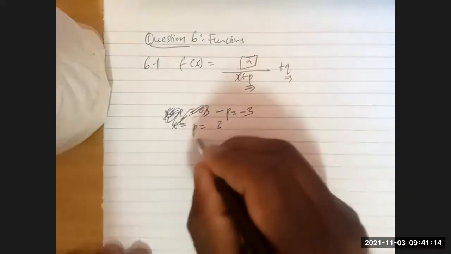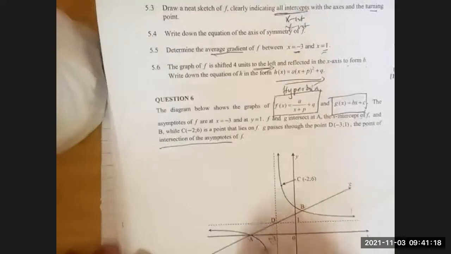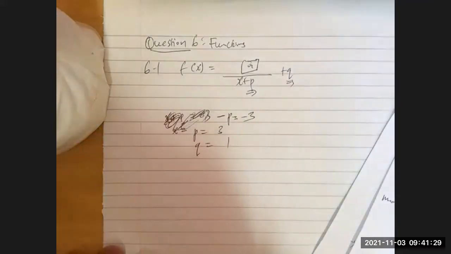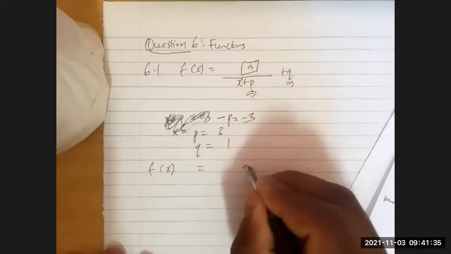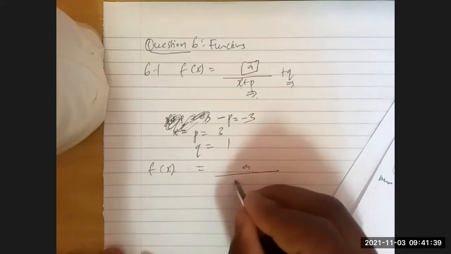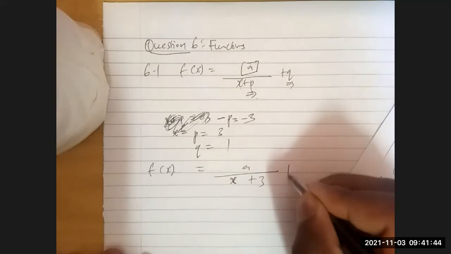And then q, you just take it the way it is, the other asymptote, the one that goes this way. And what is that asymptote? It's 1. So q is 1. So now f of x in terms of a is a over x plus p, that is x plus 3, and then plus q, that is 1.